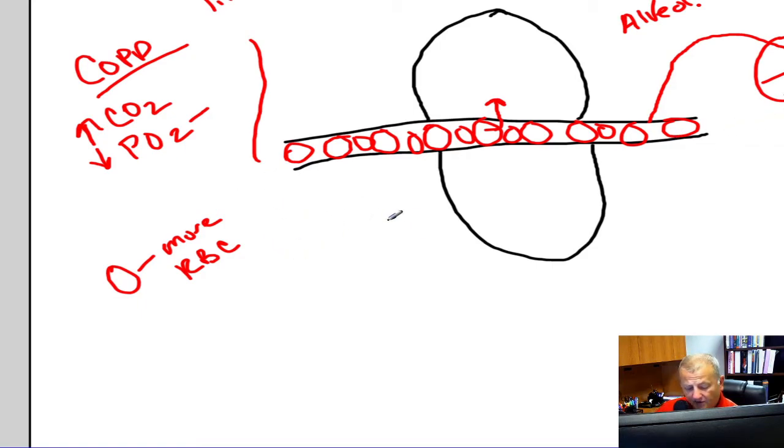So that is called cor pulmonale, and it's a problem, something to think about. So right ventricle failure can cause respiratory distress.